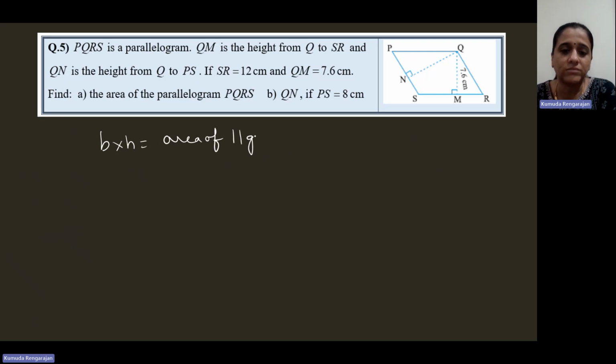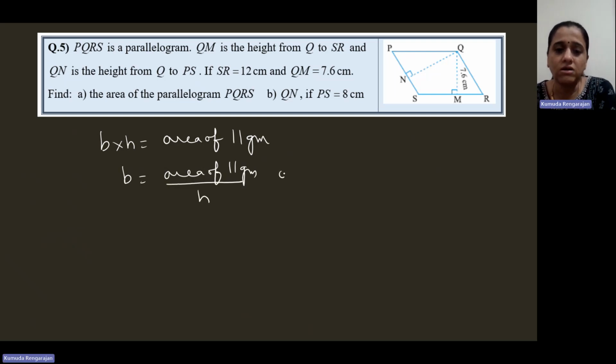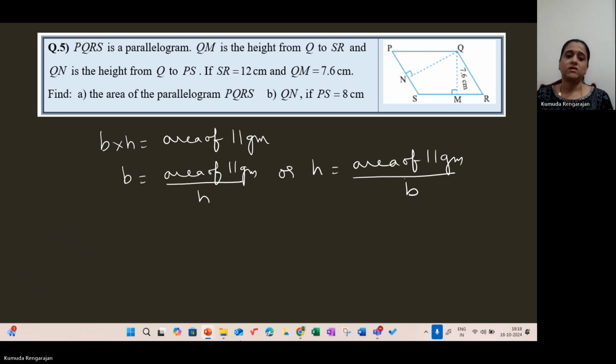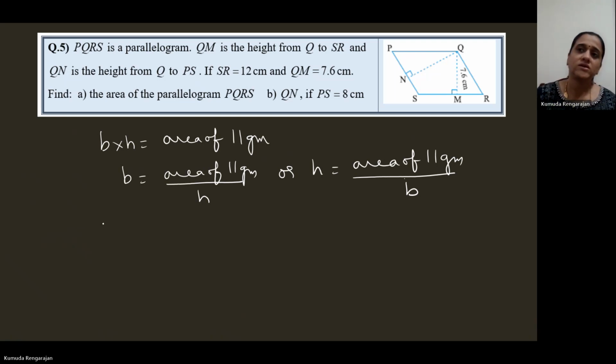So base is equal to area of parallelogram divided by H, or H is equal to area of parallelogram divided by base. Yes or no? Base into height is equal to area. So base will be area by height. Height will be area by base.